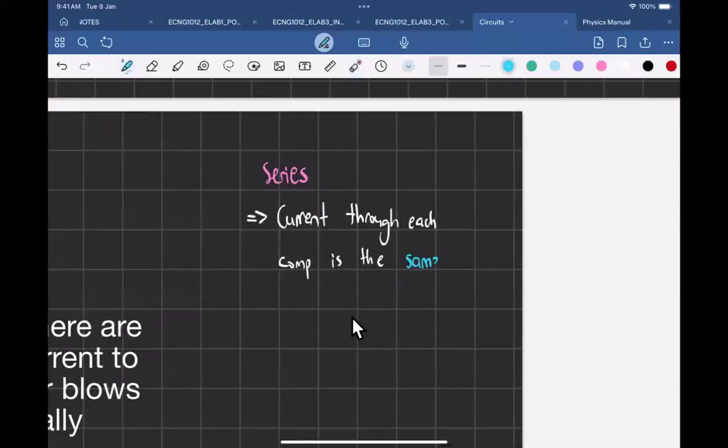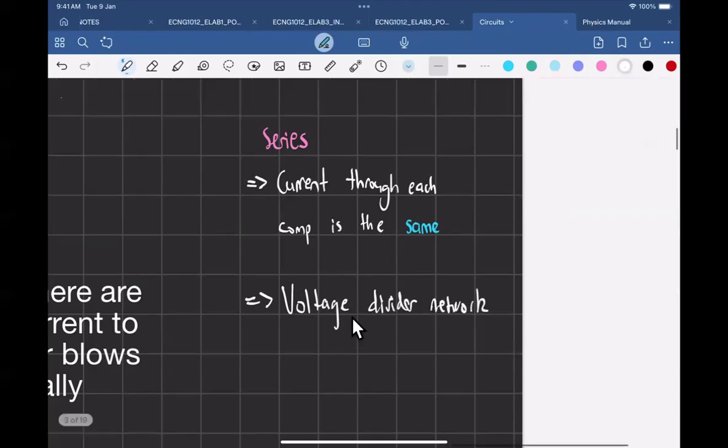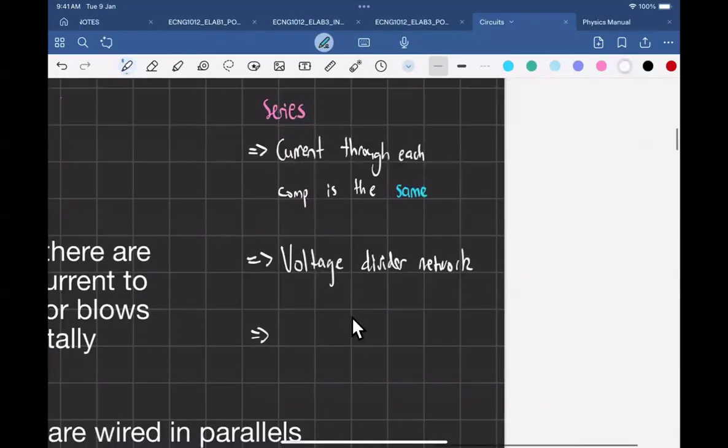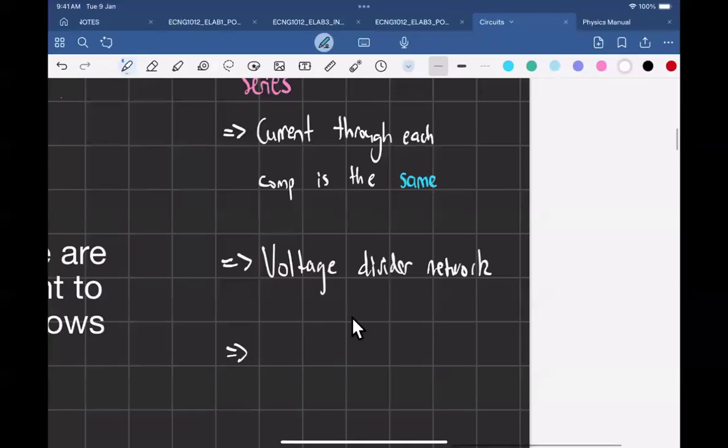What changes though? What kind of network does a series circuit form? A voltage divider, because the voltage is split up. Right, the voltage is divided, it's split up. Each resistor has a different voltage. And if one component goes bad, what happens to the circuit? It stops working. Right, if one component goes bad, the whole circuit stops working.